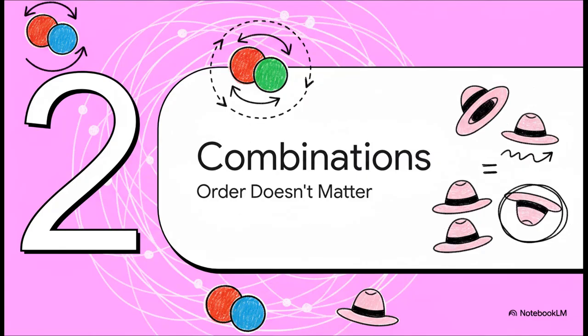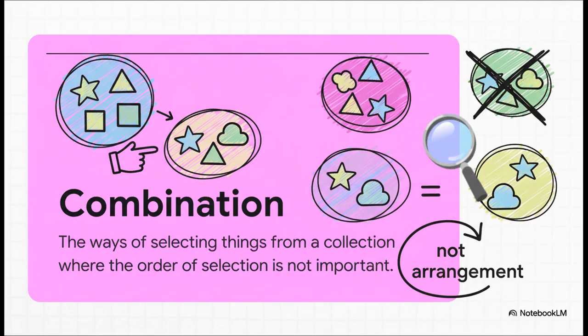Okay, so we've established that order is king for permutations. But what if we just throw that rule out the window? What happens when order doesn't matter at all? Well, that brings us to our second big idea, combinations. A combination is all about the selection, not the arrangement.